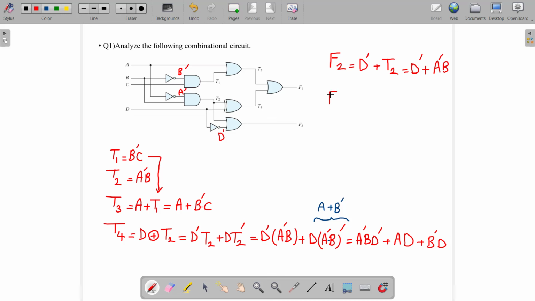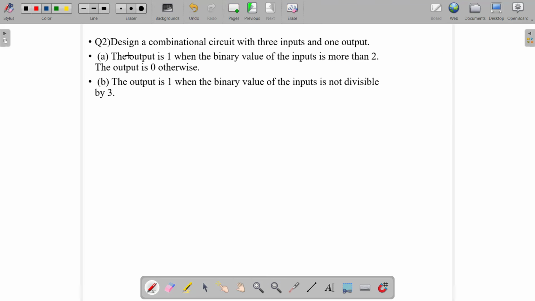What about the F1? F1 is equal to T3 or T4, where T3 is A plus B prime C, I have written here, or T4 is A prime B D prime or A D or B prime D. So I could find also F1 as the input variables and also F2 as the output of this circuit as input variables.